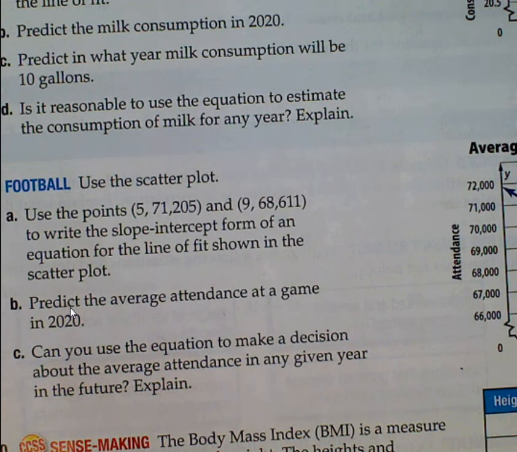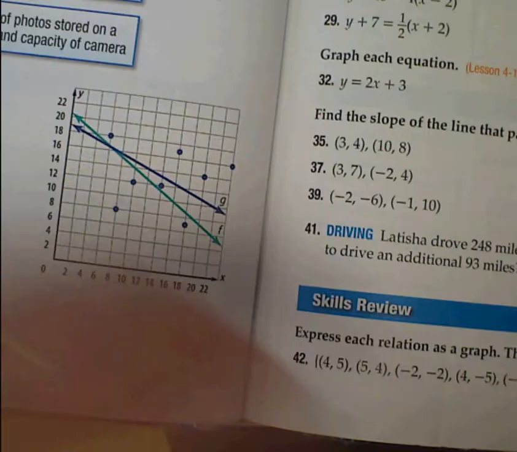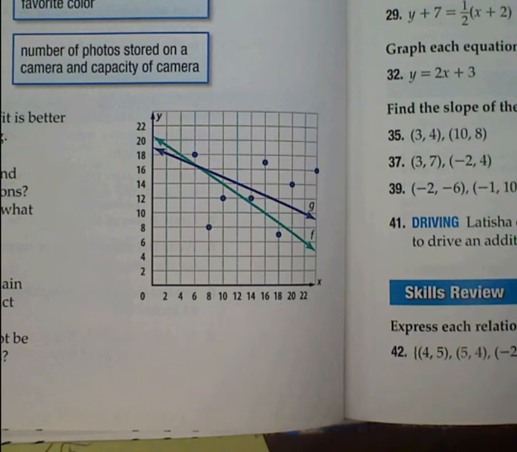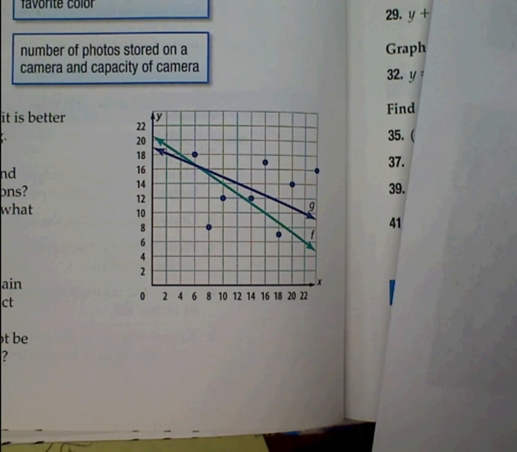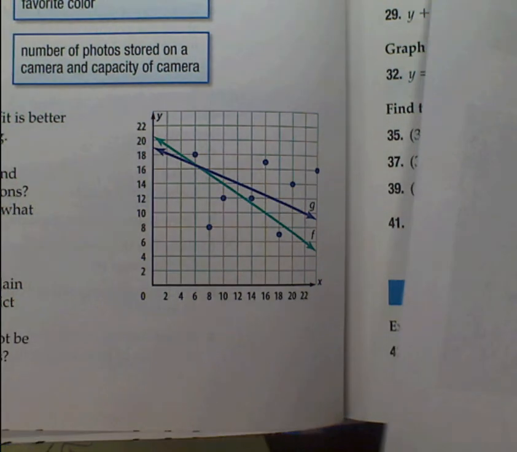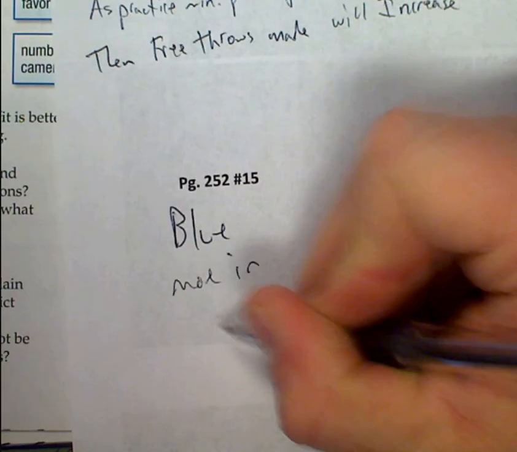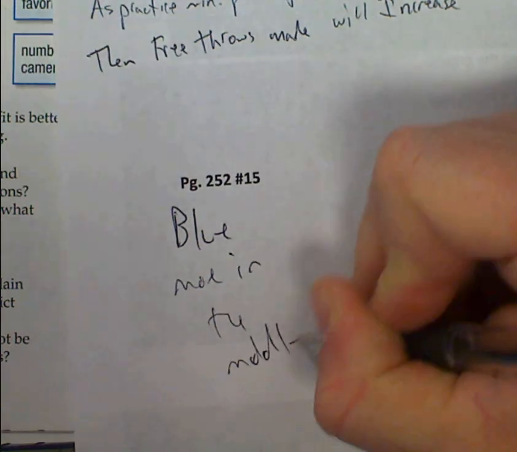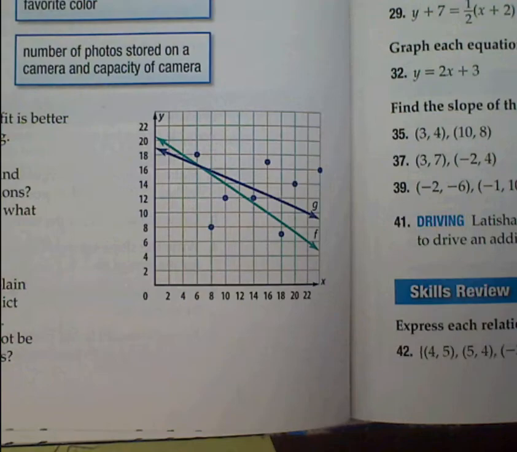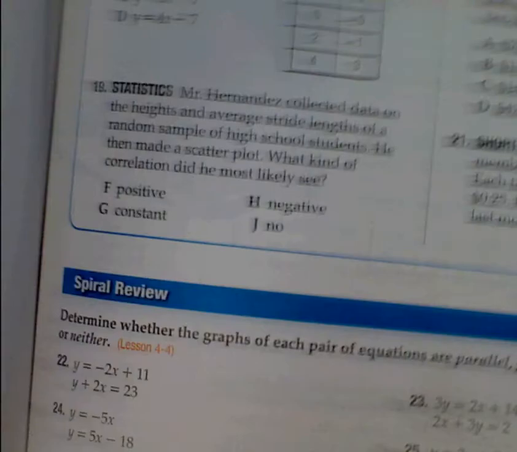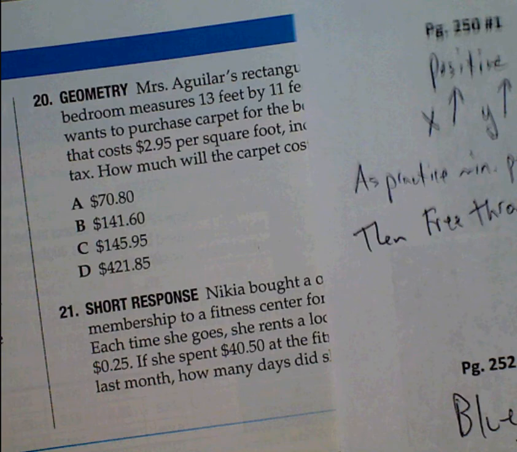Page 252, number 15. It says, determine which line of fit is better and why. Would you choose green or would you choose blue? I would choose, man, that's tough. I would choose blue. The reason why I would choose blue is that it is more in the middle. That is the reason why. Now page 253, number 18.